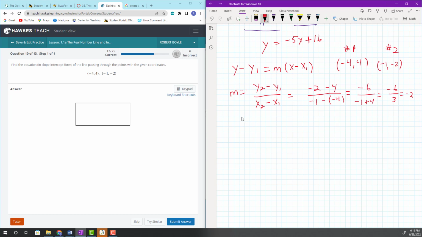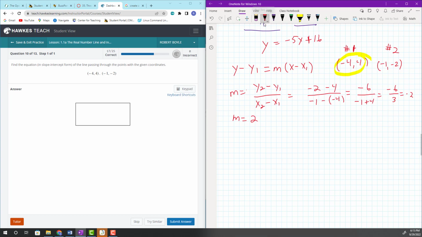Make sure I didn't screw that up. So m is equal to negative 2. Now with that, we can actually use our point slope form. Which point do you want to use? It doesn't particularly matter. I'm going to go ahead and use this one right here.